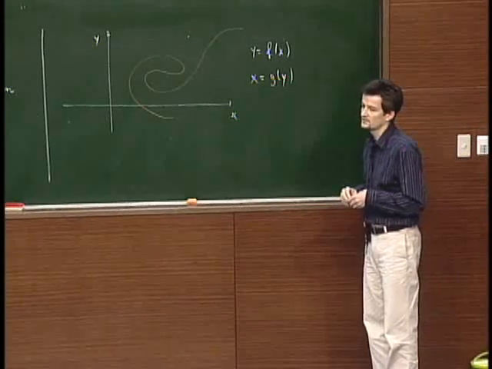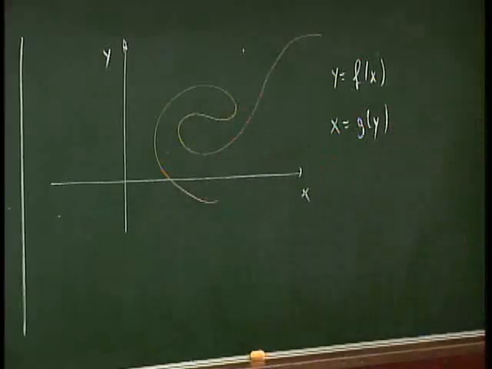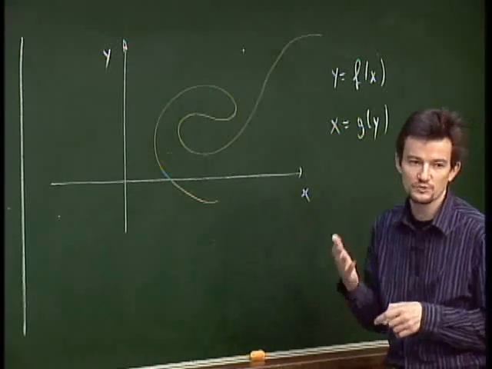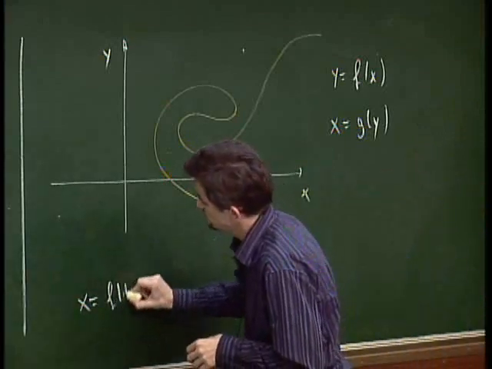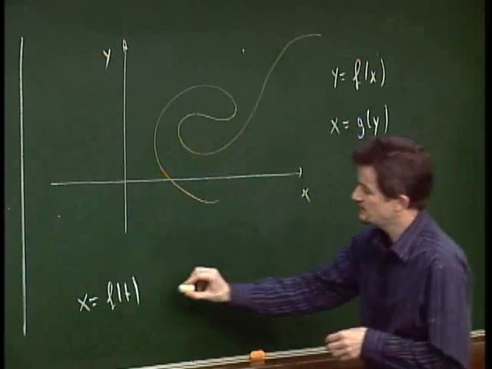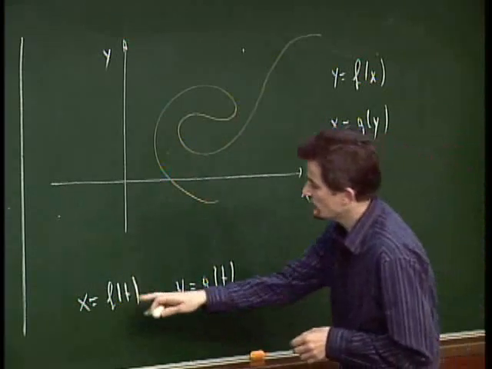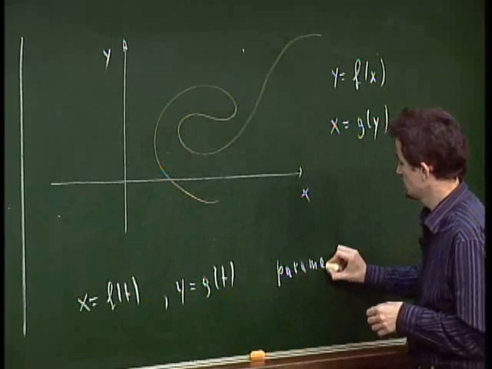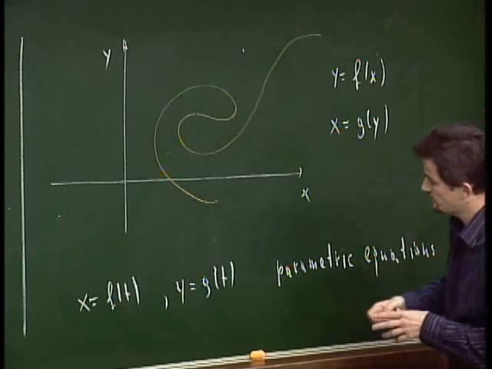And the easy way to do this is you use a parameter. So you can think about this as the path of a particle which is moving. And so you also have a new variable, which is the time, which describes at which time point the particle is at which location. If we use such a way, you will naturally use two equations, x is equal to f of t and y is equal to g of t, in order to describe something like this here. Such equations are called parametric equations, and t is called a parameter.